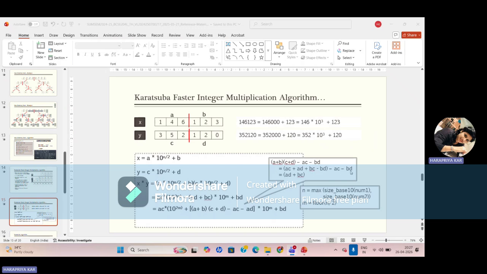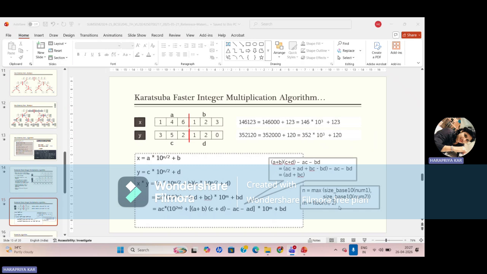So the formula you can see here: x equals a into 10 to the power n by 2 plus b, and y equals c into 10 to the power n by 2 plus d. Then x into y is equal to a into 10 to the power n by 2 plus b, times c into 10 to the power n by 2 plus d.